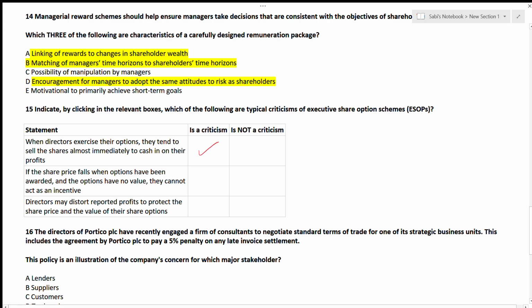If the share price falls when options have been awarded and the options have no value, they cannot act as an incentive. Yes, when the share price falls, even when you exercise the option, it has no incentive. Directors may distort the reported profits to protect the share price and the value of their share options. Yes, it is. So all three are criticisms.